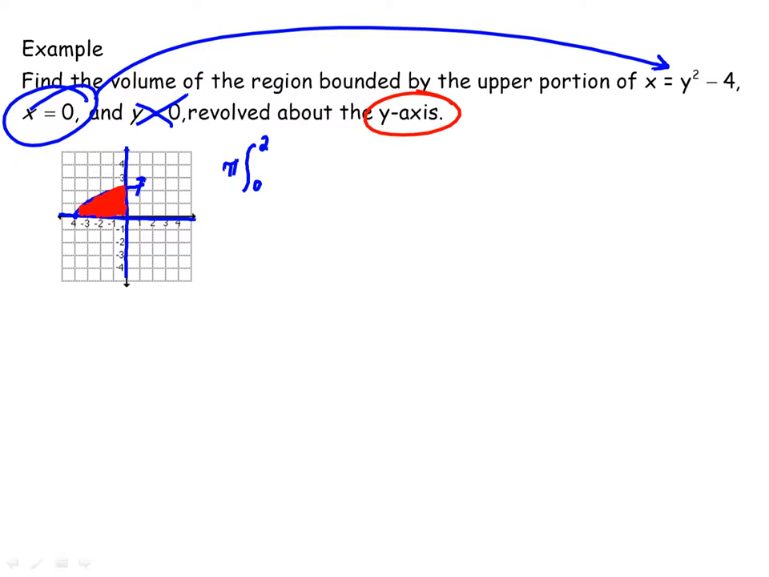All right. What function makes this? But now, wait, time out. Let's answer this question first. We're revolving about the y-axis. So are we doing top minus bottom or right minus left? We're doing right minus left. So what is this going to be? What function are we going to use?